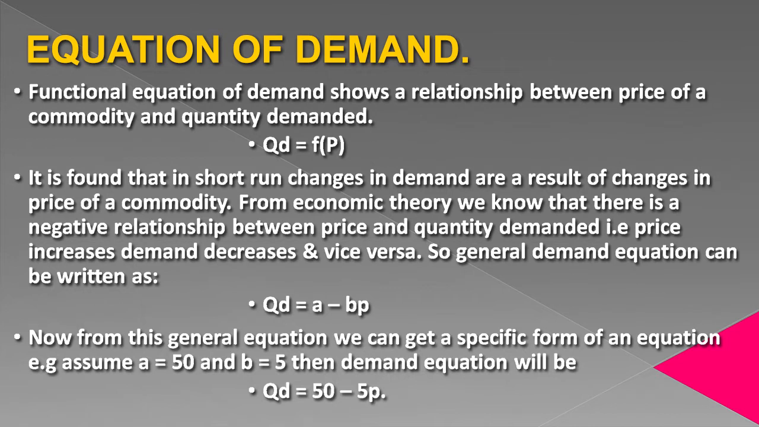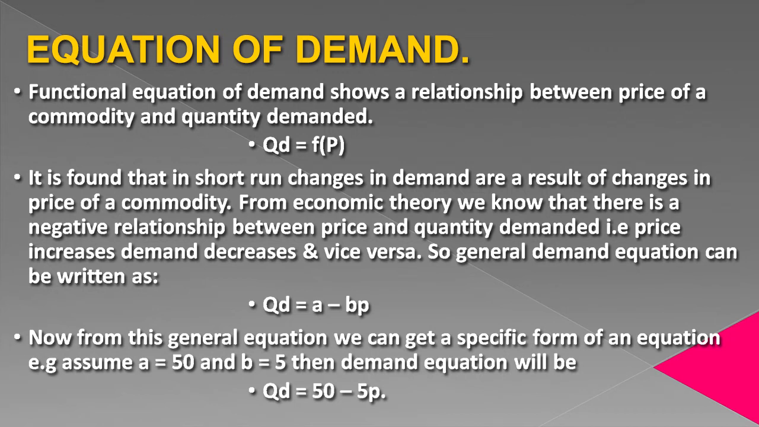The functional equation of demand shows a relationship between the price of a commodity and quantity demanded. And we write it as QD equals F of P. QD stands for quantity demanded, F stands for functional relationship, and P stands for price. It is found that in the short run, changes in demand are a result of changes in the price of a commodity.